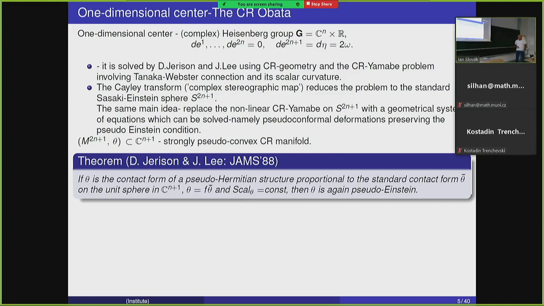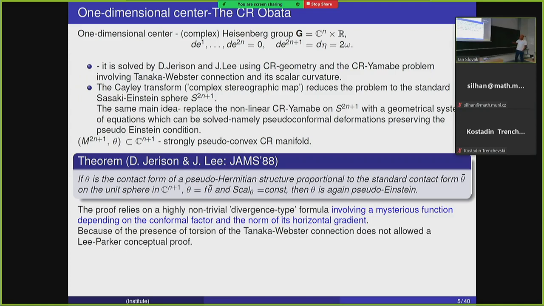the CR Obata type theorem, which says that, so I will not go into details here, because this involves the full CR geometry. But they proved that if one has a contact form of pseudo-Hermitian structure which is proportional to the standard contact form of the unit sphere, which is Sasakian, and one wants the new scalar curvature of the Tanaka-Webster connection to be again constant, then the new contact form should be again pseudo-Einstein. Pseudo-Einstein means that the horizontal part of the Ricci tensor of the Tanaka-Webster connection should be proportional to the horizontal metric.